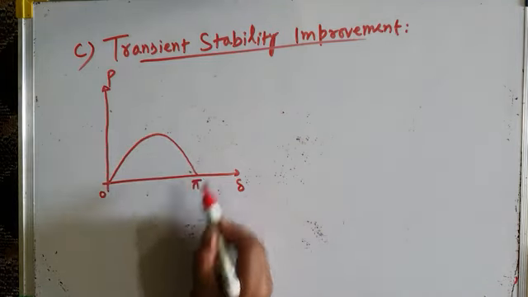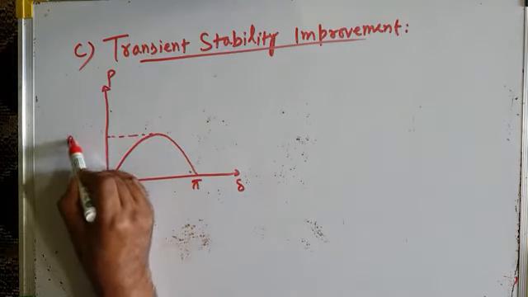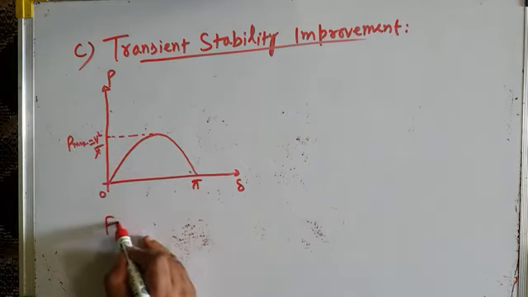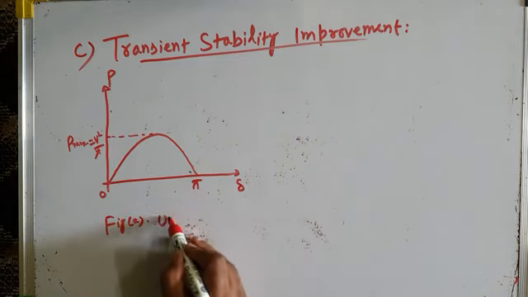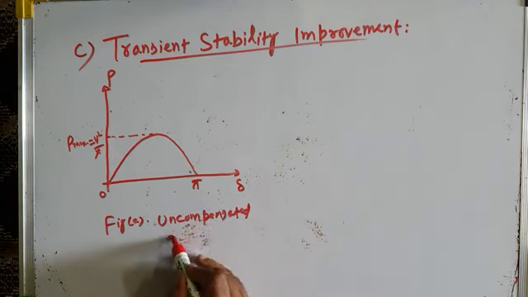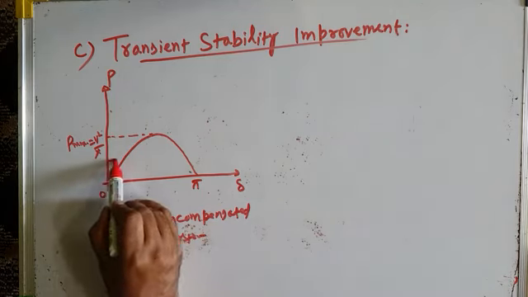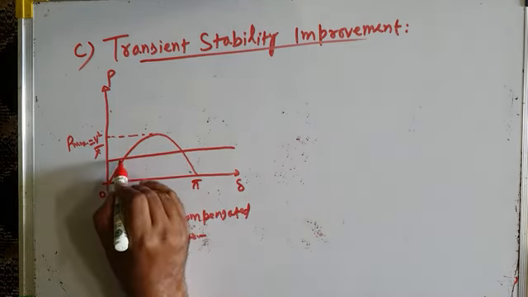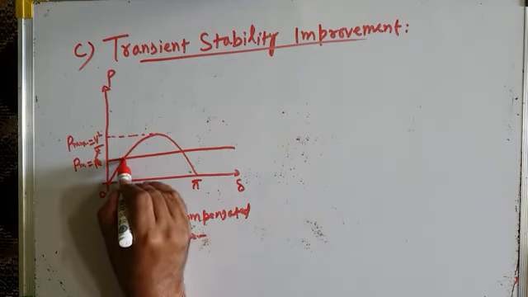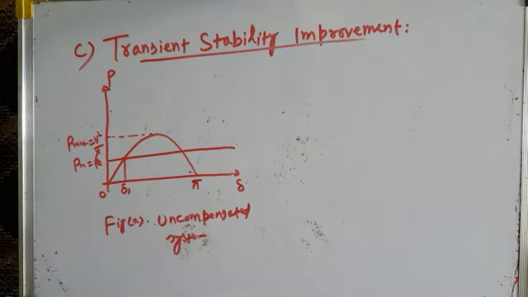This is pi and this is P max equal to V square by X. This is, for example, figure A, uncompensated system. Let us assume the system operates, this PM is equal to PE. The system initially operates at a power angle or transmission angle of delta 1.